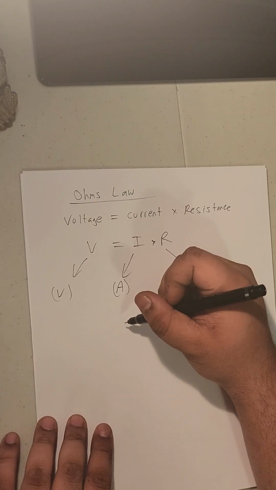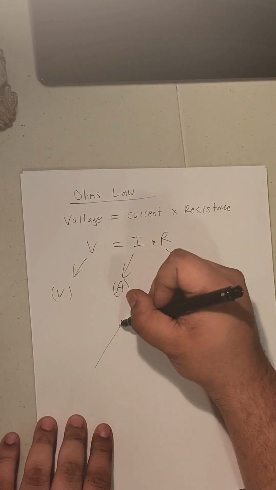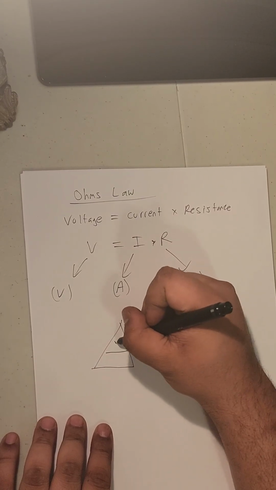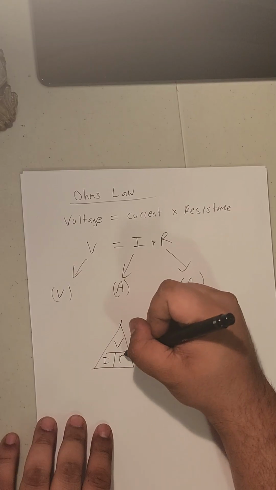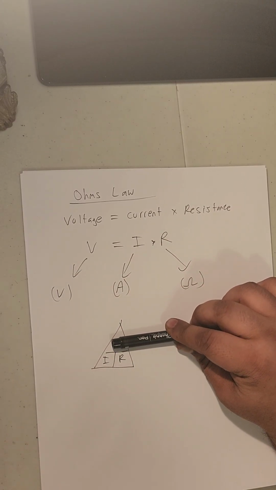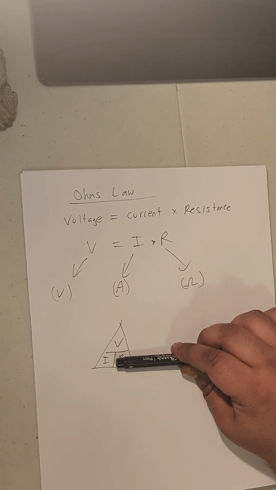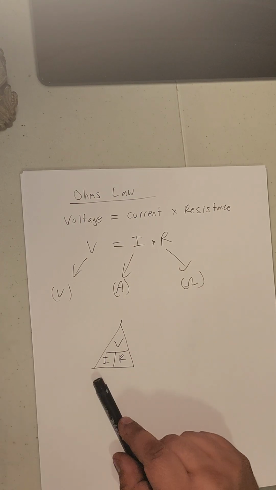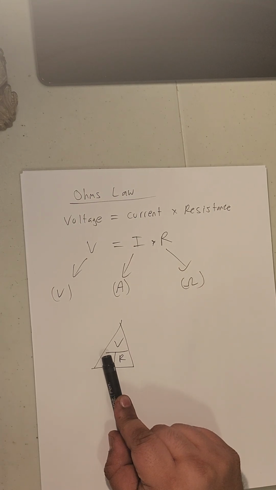If you have trouble remembering the formula, you can think of it like a triangle. V on top, I and R on the bottom. If you're covering V, then you're trying to solve for V. V is equal to IR, cover V. If you want R, cover R. V divided by I, current, is equal to R. Likewise, cover I, V divided by R is equal to current I.